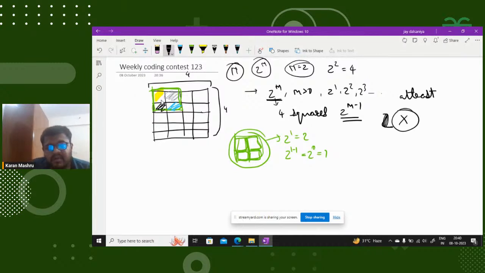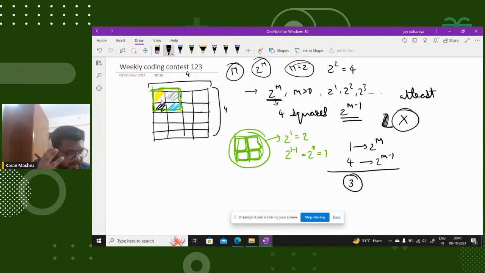Now tell me, in every step how many squares are increasing? You select one square of side length 2^m and convert it into 4 squares of side length 2^(m-1). So after every operation the number of squares increases by 3. So at every step your requirement x decreases by 3. So I can say that I can get the minimum steps I would require to get at least x squares by, first of all, supposing x is 8, okay, I want 8 different squares.